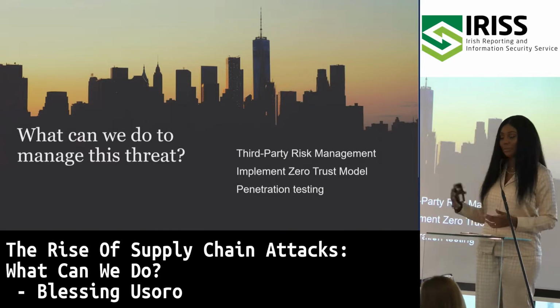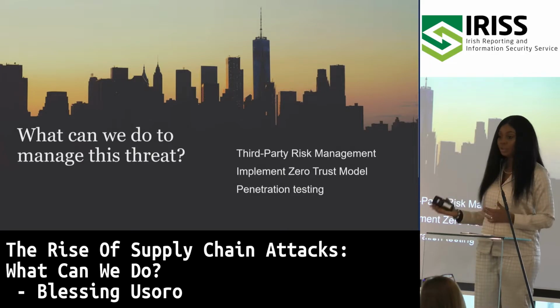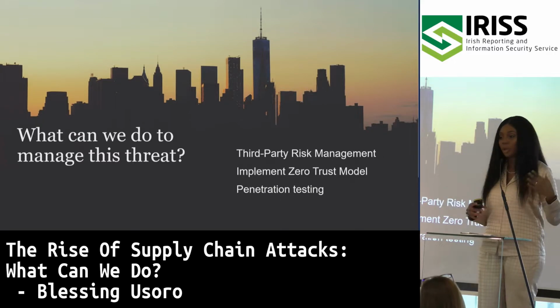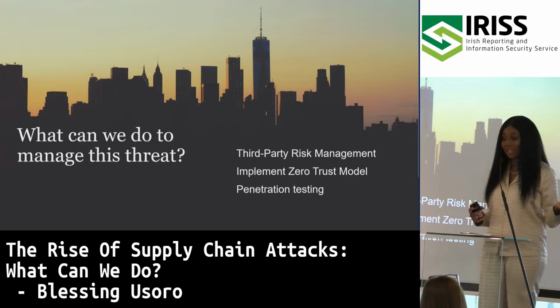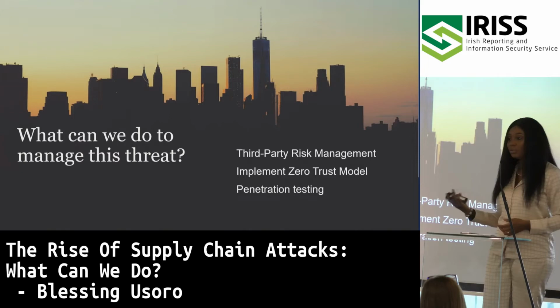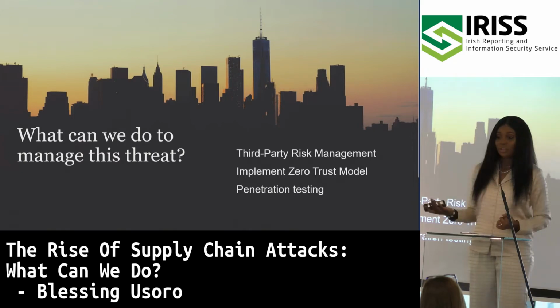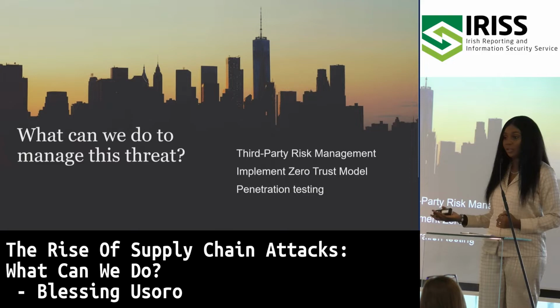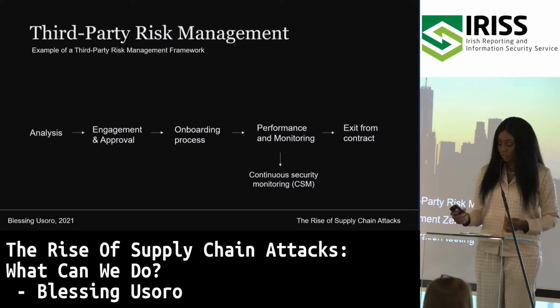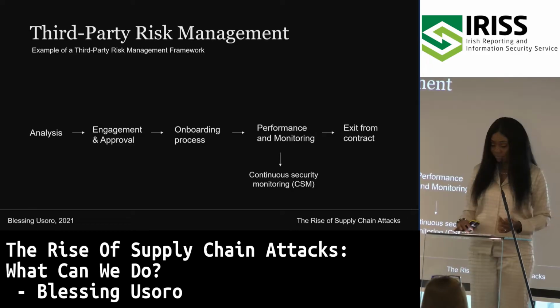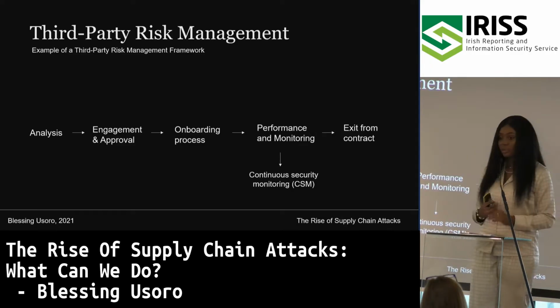It's about the people that you work with, your organization's supply chain, who is connected to your network, who offers different services to you. Even if it's the cafeteria, for example, that's a supply chain, because they have access to your building. Do they provide PPE materials for you? That's a supply chain, whether or not you service the medical area. So third-party risk management. Example of a third-party risk management framework.